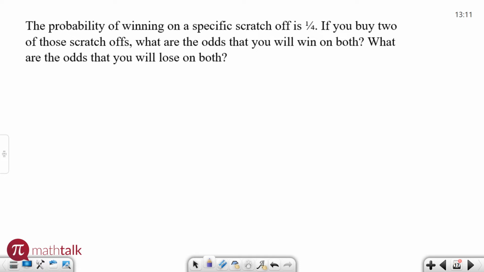Strictly speaking, you're more likely to lose on a scratch-off than win, but let's look at exactly how likely you are to win and lose. So the probability they tell us is 1/4 for just one of them. If I'm buying 2 of them, what needs to happen is I need to win on the first and I need to win on the second. And is your key word, because in probability, and means multiply. So I'm going to multiply the same probability together. When you multiply fractions, you just go straight across. 1 out of 16, which is not very good odds.